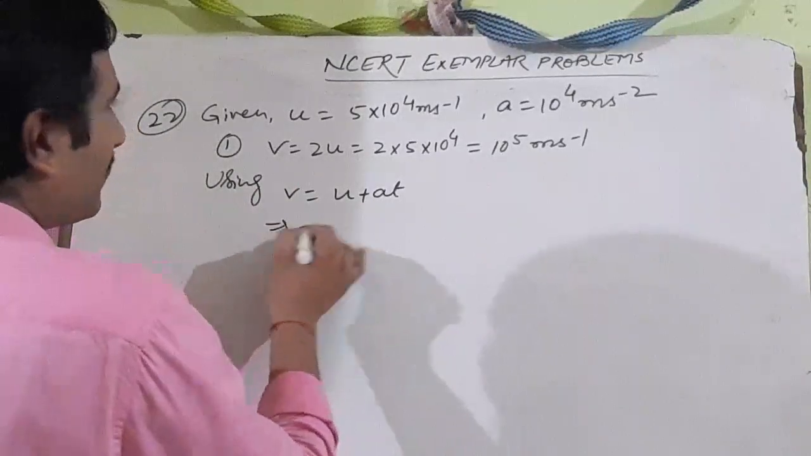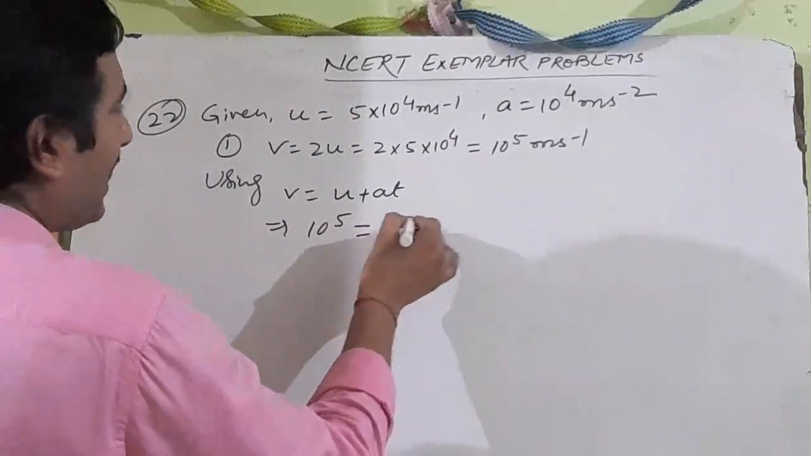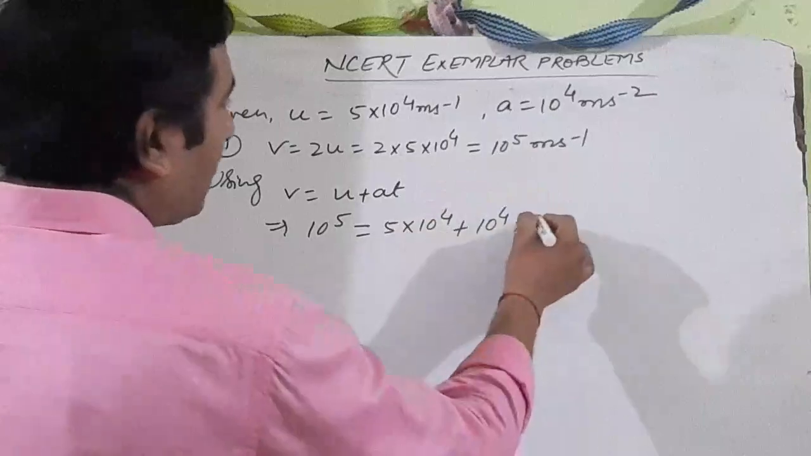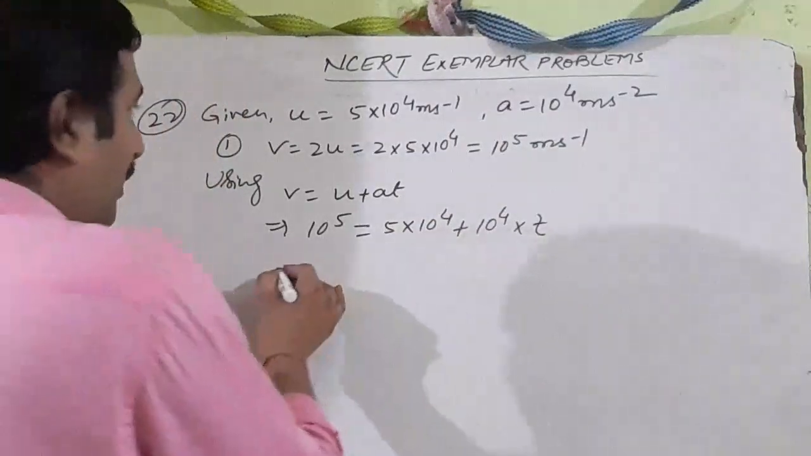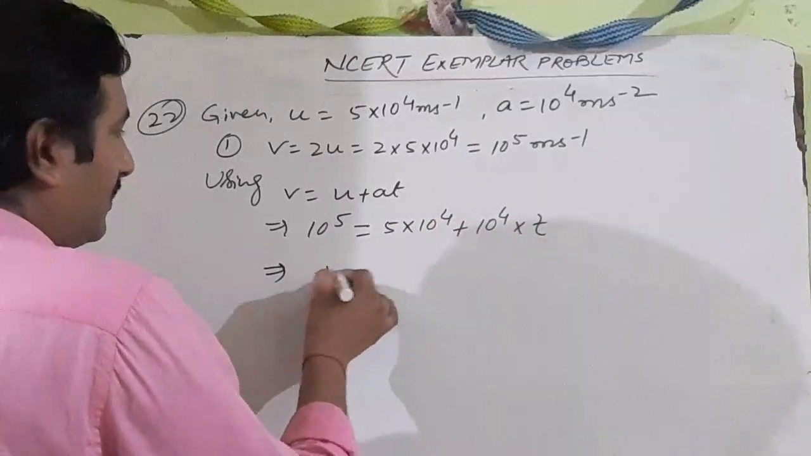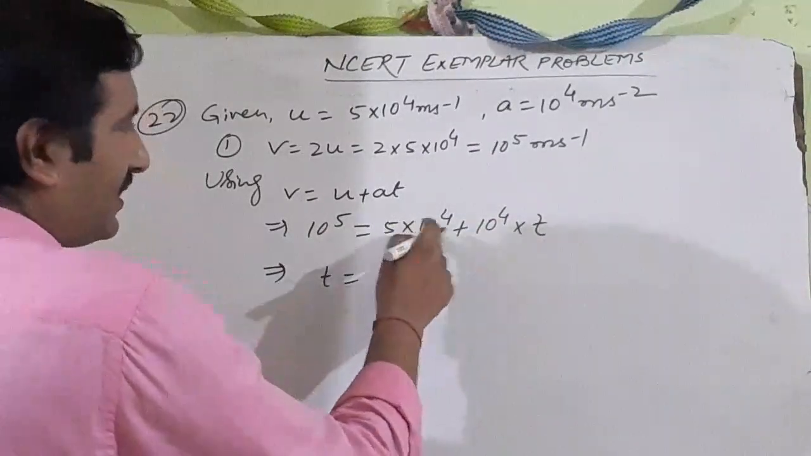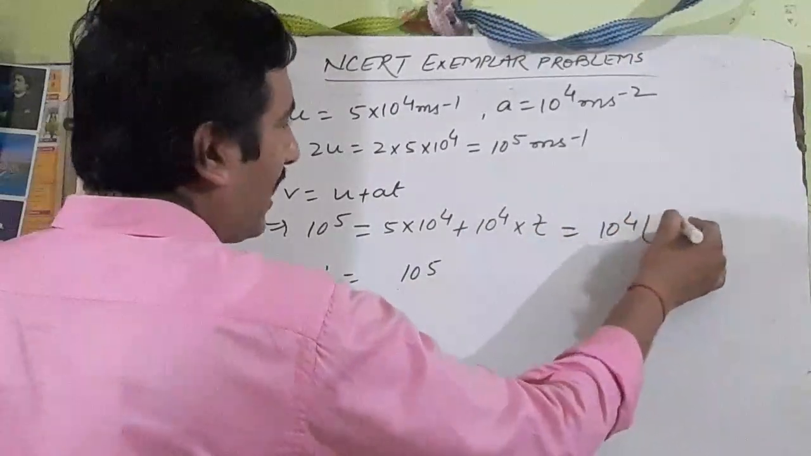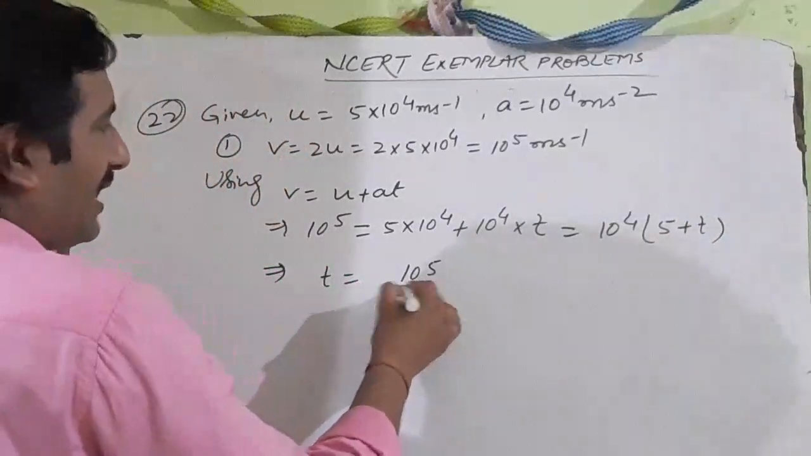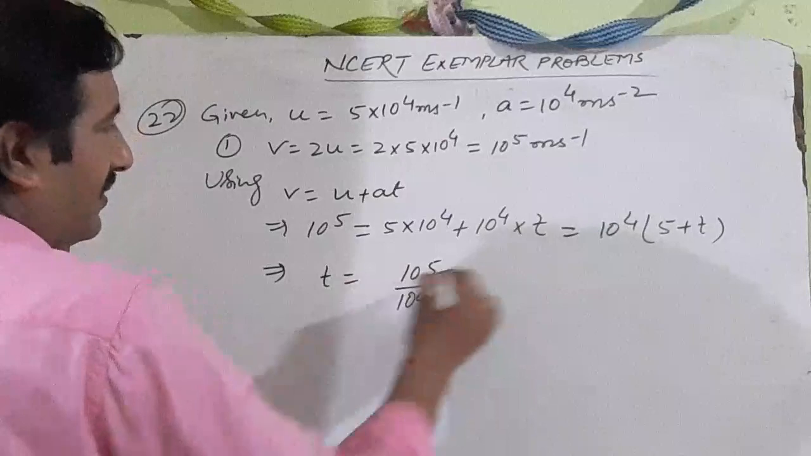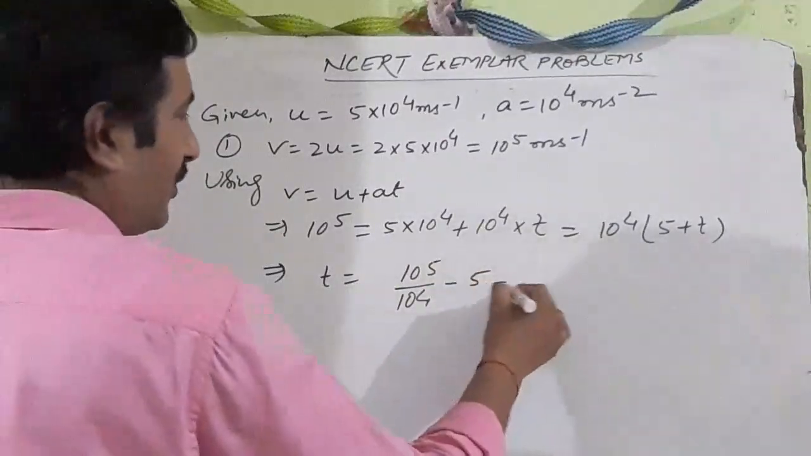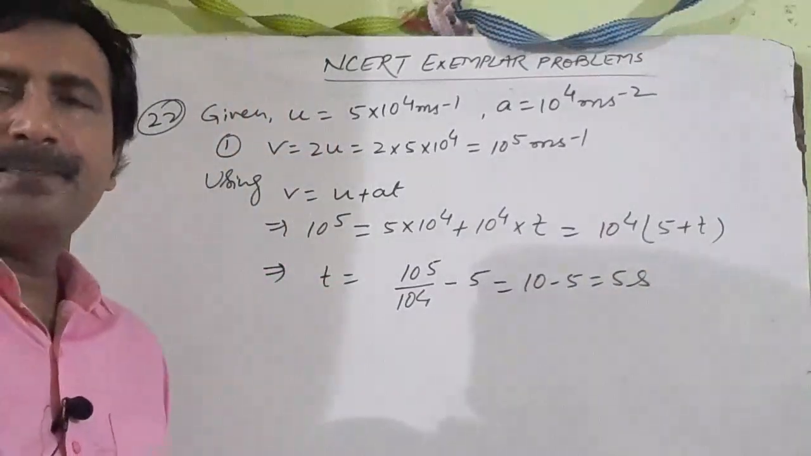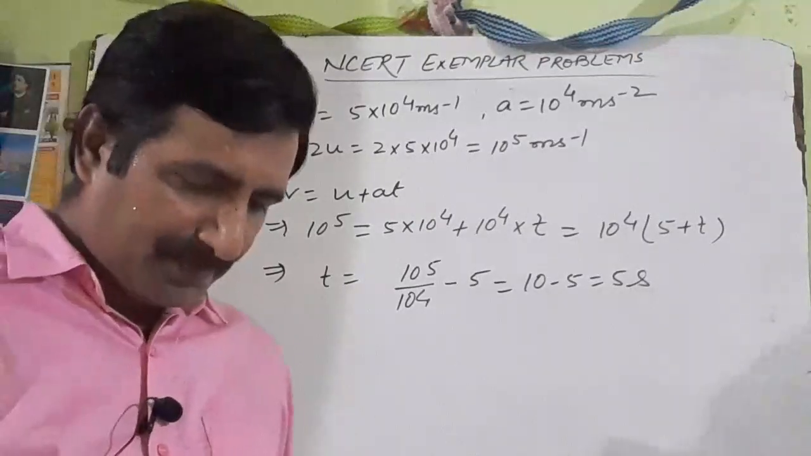From here v is 10 power 5, u is 5 into 10 power 4, plus a is 10 power 4 into time, which is to be obtained here. So from here you see t is equal to (10 power 5 minus 5 into 10 power 4) divided by 10 power 4. So 10 power 5 by 10 power 4 minus 5, this is t. So this is 10 minus 5, that is 5 seconds. Answer is 5 seconds. I think you understand the problem.